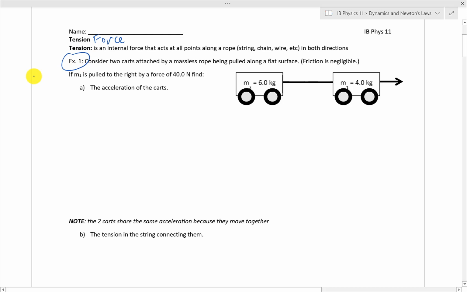Consider two carts attached by a massless rope being pulled along a flat surface. Friction is negligible. Should be rolling friction, but if mass 1 is pulled to the right by a force of 40 newtons, find the following.